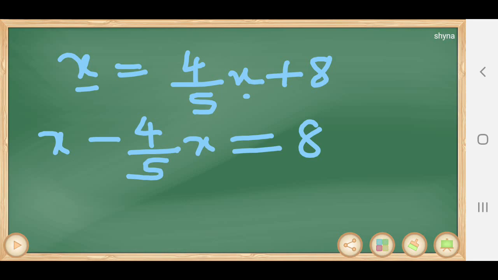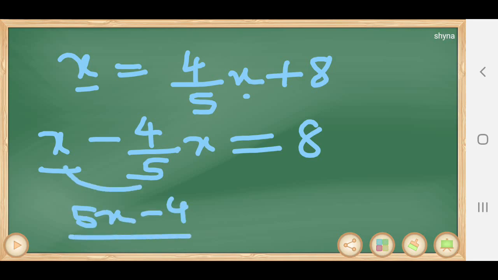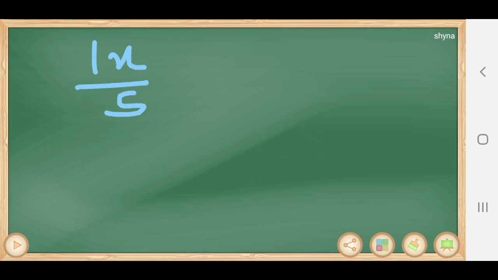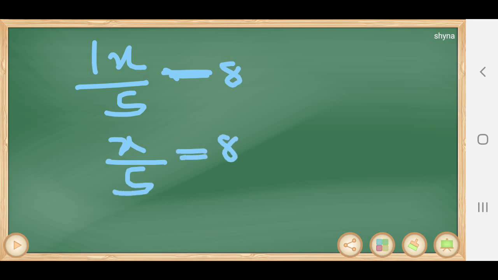What is x minus 4 by 5 into x? How will you do that? What is the coefficient of this x? 1. What is 1 minus 4 by 5? You multiply by this 5, so 5x minus 4x by this 5 equal to 8. 5x minus 4x is 1x. So 1x by 5 equal to 8, that means x by 5 equal to 8. If x by 5 equal to 8, what is x?